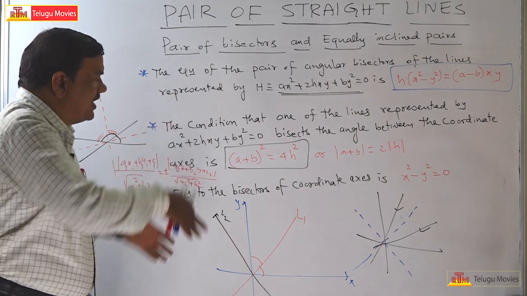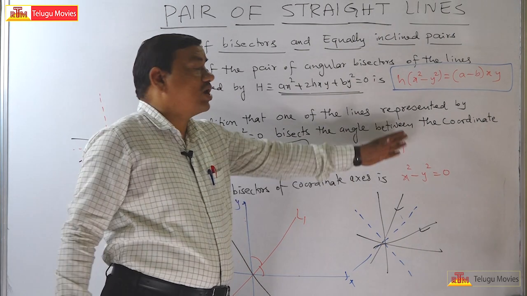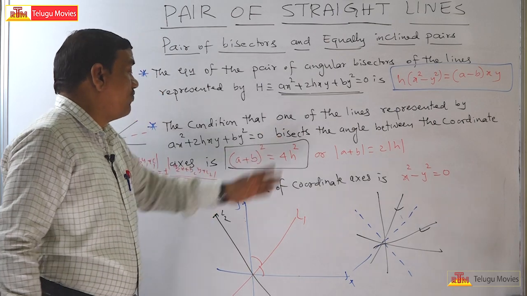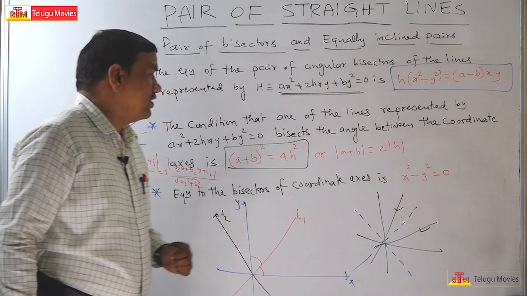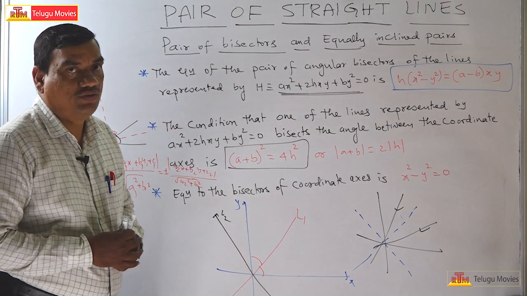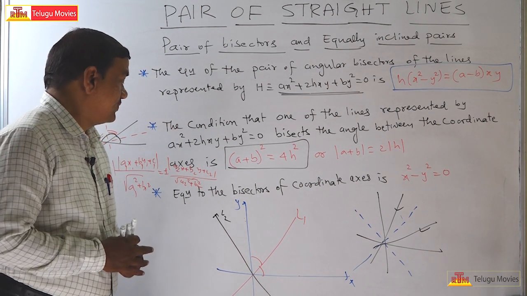If you take the square root on both sides, square root of a plus b whole square is equal to modulus of a plus b, and square root of 4h square is equal to 2 times modulus of h. Okay? So that is the condition.